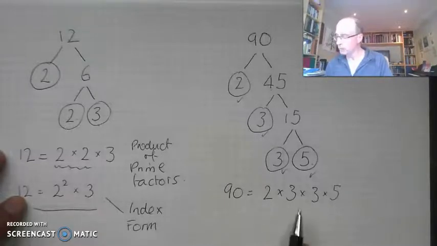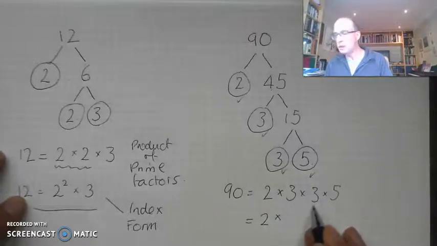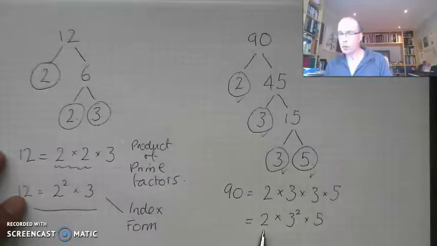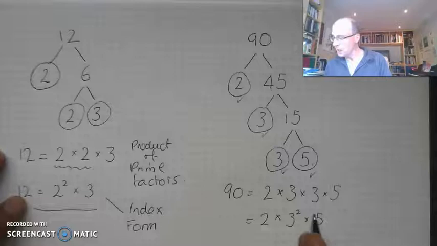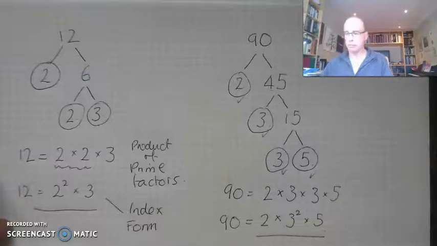and I know I haven't missed any off. So that's my product of prime factors. I just need to write it in index form, so I've got one lot of 2, 3 times 3, or 3 times 3 is 3 squared, and I've got 5, and I've got them written in ascending order, so I've got my 2's, my 3's and my 5's, and I've got my index form for my product of prime factors.